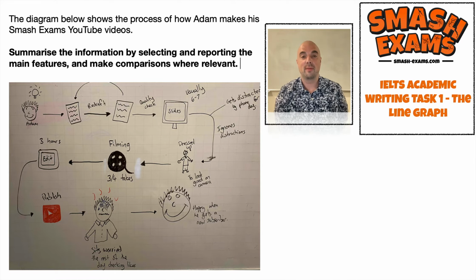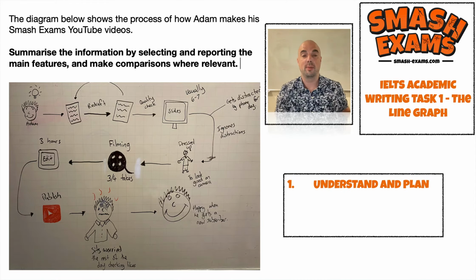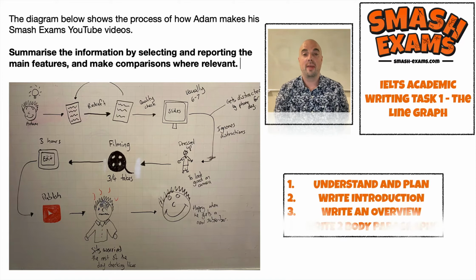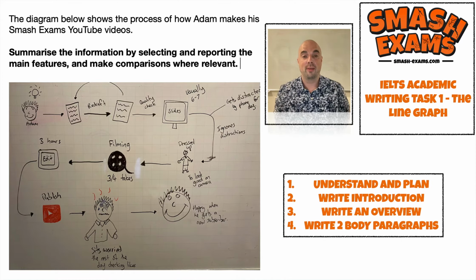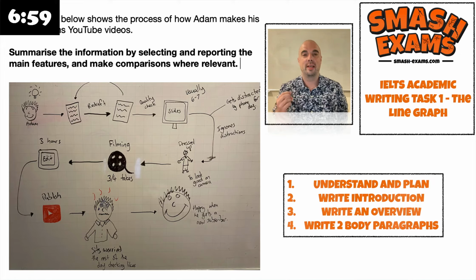As always with the Academic Writing Task 1, you should always understand and plan first, then write an introduction, then write the overview, and then write 2 body paragraphs. Start the clock, and let's start with the understanding and planning stage.